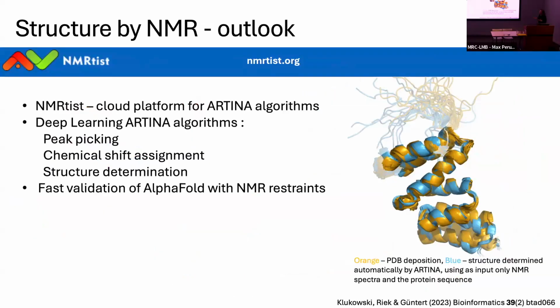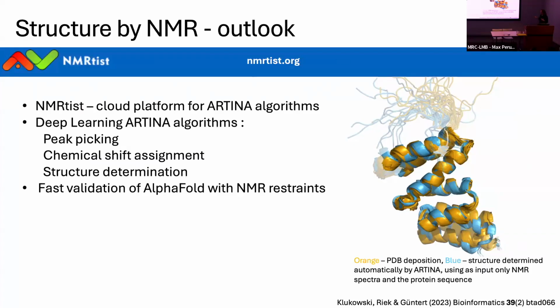As a general outlook for NMR, we've noticed that with applications of AI to our data analysis, one of the big things is taking out the human element of the data analysis. There is now work from Peter Günther, who has developed these Artina deep learning algorithms that are now available for everyone on the NMRtist cloud platform. You give them your raw NMR data, don't do anything to it, give it your sequence, and they'll pick all the peaks, do the chemical shift assignment, and even calculate the structure for you.